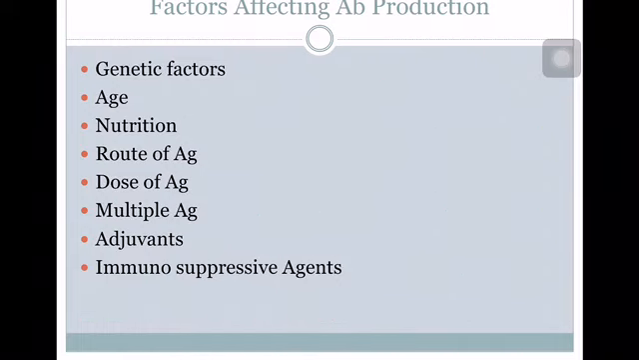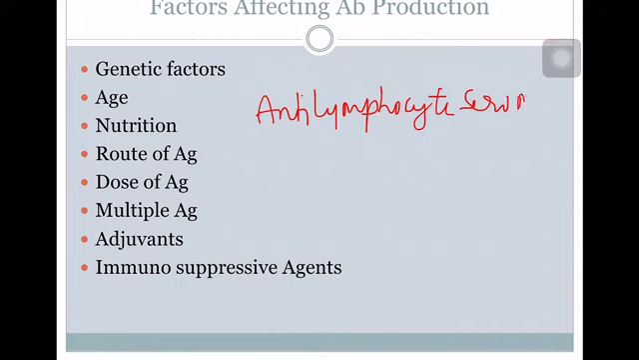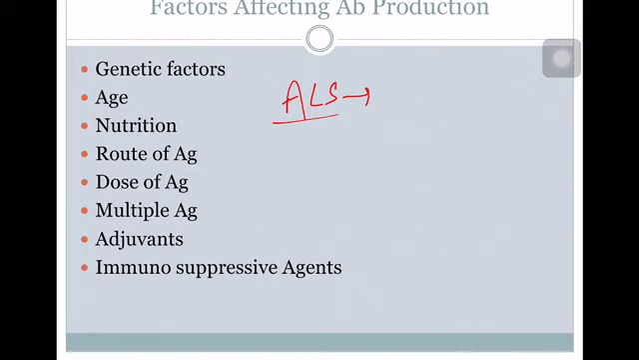The other immunosuppressive agent is antilymphocyte serum, ALS. It is an antiserum raised against lymphocytes. That is why it is called antilymphocyte serum. This antilymphocyte serum acts mainly against the circulating lymphocytes, but not against the lymphocytes in the lymphoid organs.